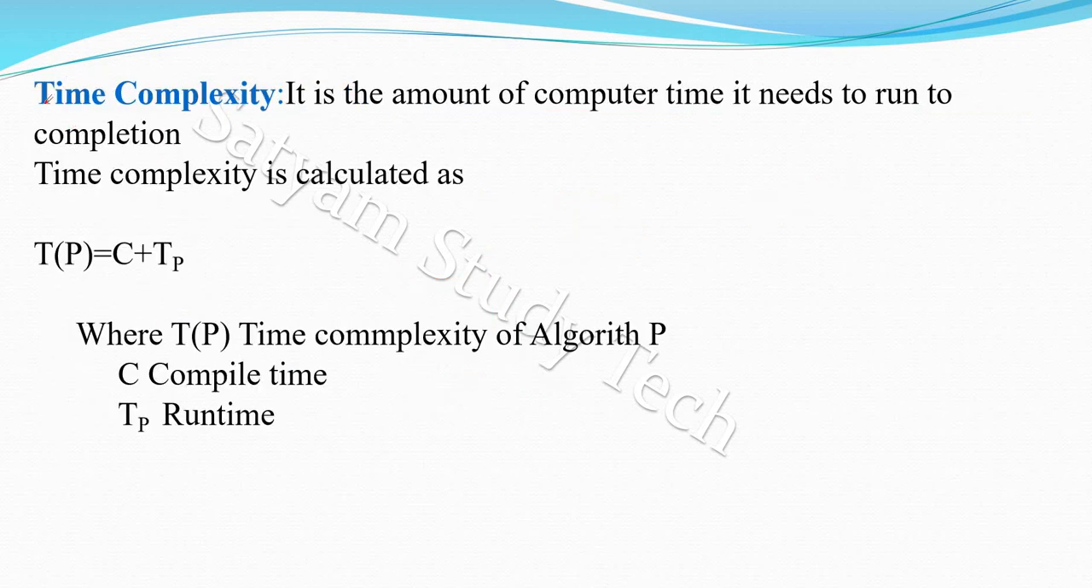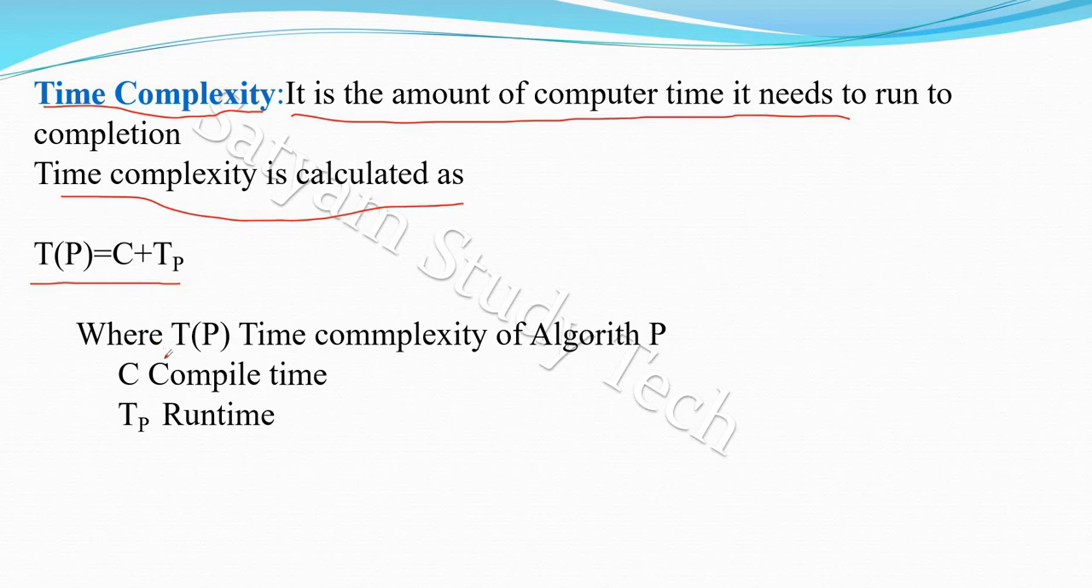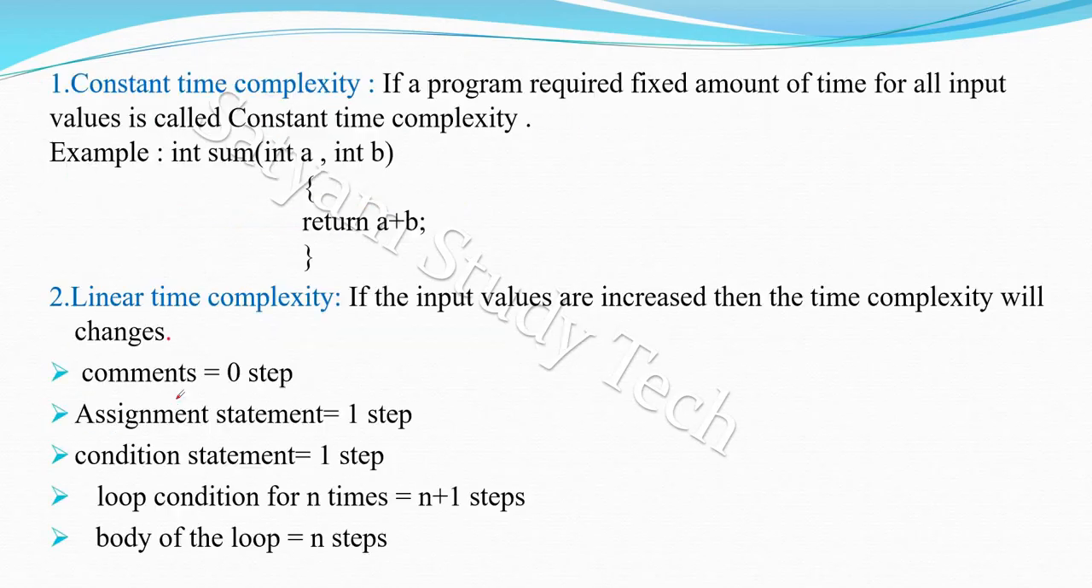Now next one is the time complexity. How can we calculate the time? It is the amount of computer time it needs to run to completion. Time complexity is calculated as T(P) equals C plus Tp, where T(P) is the time complexity of algorithm P, C is the compile time, and Tp is the run time. Now you can see here also constant time complexity, it takes constant time. So the time complexity of this particular algorithm is big O of 1.